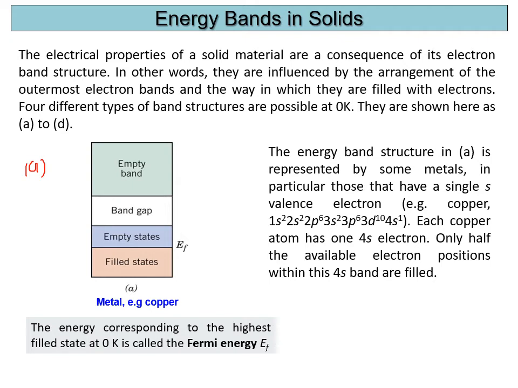This is the A type. The energy band structure in A is represented by some metals, in particular those that have a single s valence electron, for example copper. So in this case, the copper atom has a 4s electron. Only half the available electron positions within this 4s band are filled. The energy corresponding to the highest filled state at 0 Kelvin is called the Fermi energy level or Fermi energy, EF.